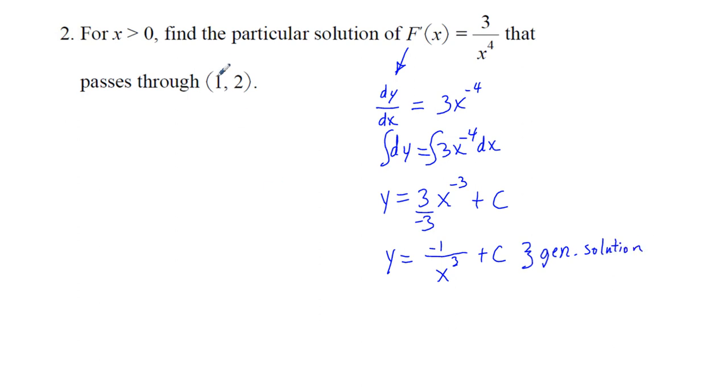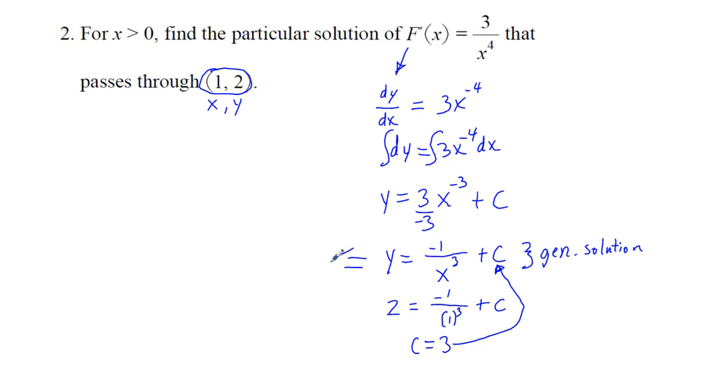Okay, next, we take this point (1, 2). So 1 is our x, 2 is our y. We put 2 is equal to negative 1 over 1 cubed plus c. And so really we have 2 equals negative 1 plus c. If we add 1 to both sides of this equation, we have c is equal to 3.